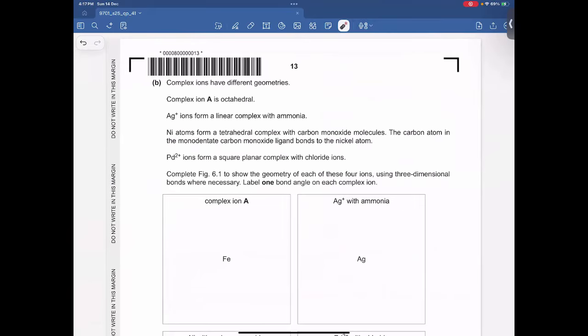Complex ions have different geometries. Complex ion A is octahedral. Silver ions form a linear complex with ammonia. That's what we have done. Complex ion A has a formula of Fe(CN)6 3 minus. For this complex, it must be Ag(NH3)2 positive.